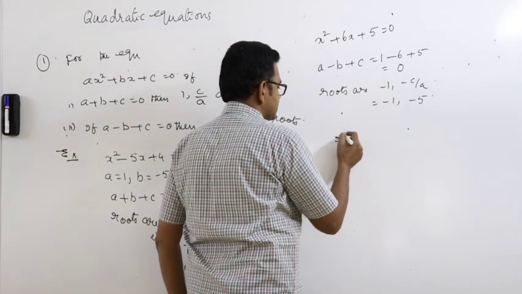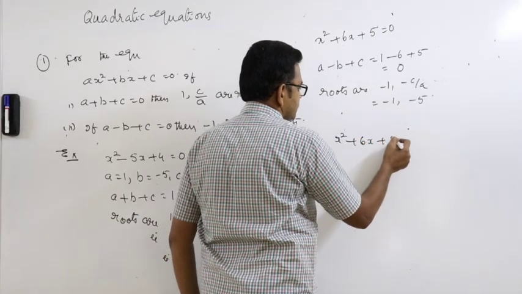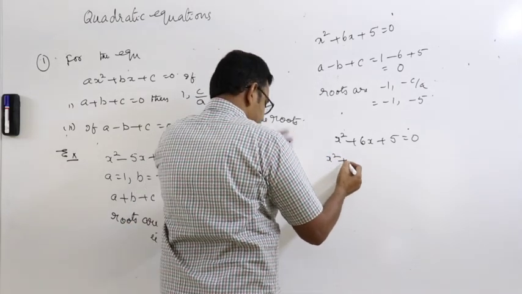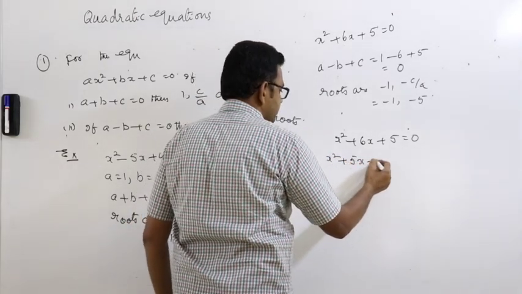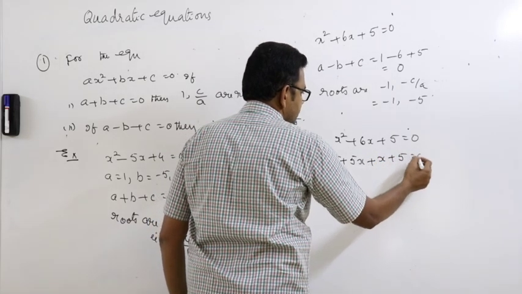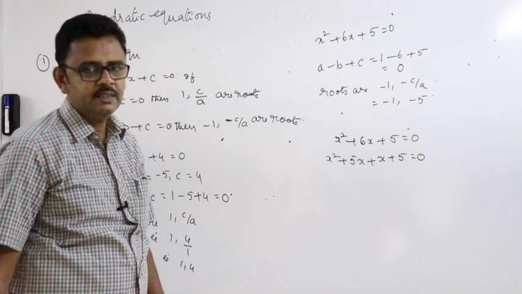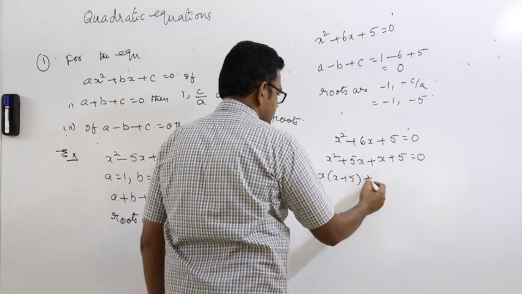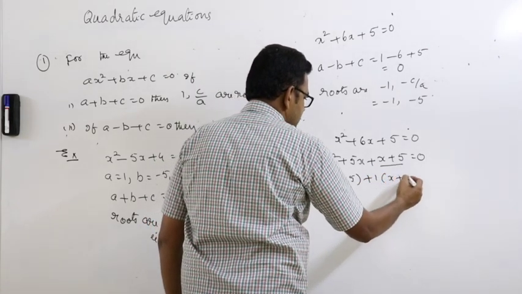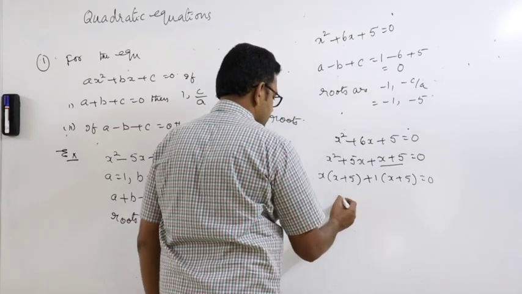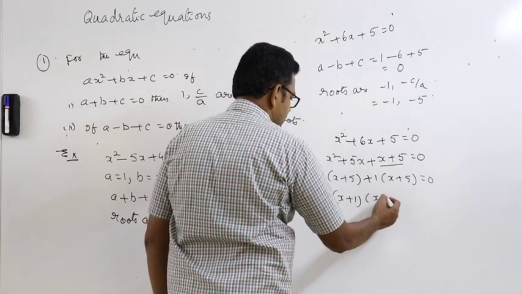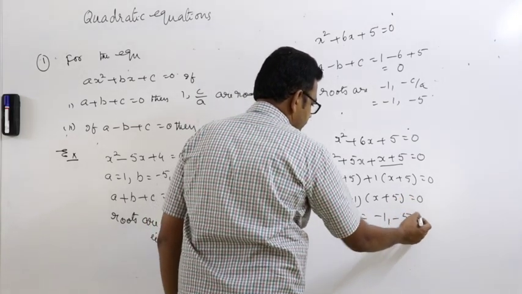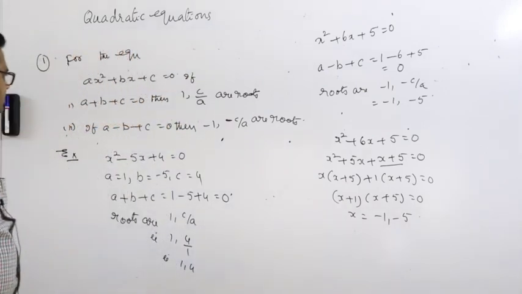Roots means what? x square plus 6x plus 5 equal to 0. That is x square plus 5x plus x plus 5 equal to 0. Roots means the factors. If you take x common, x into x plus 5, plus 1 into x plus 5, equal to 0. So x plus 1 into x plus 5 is equal to 0, x equal to minus 1 comma minus 5.